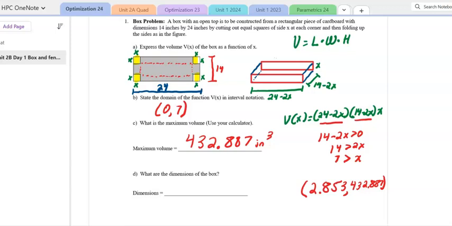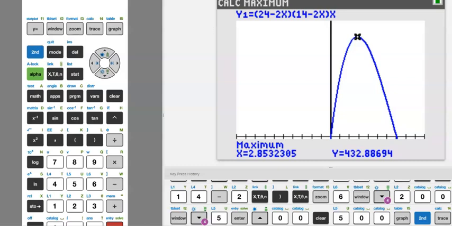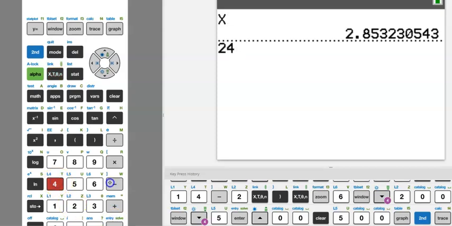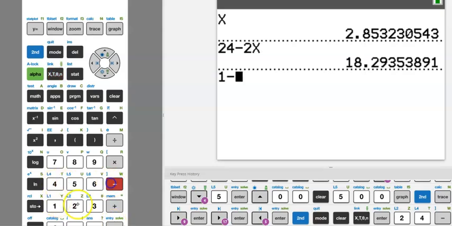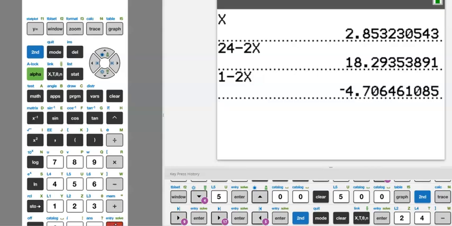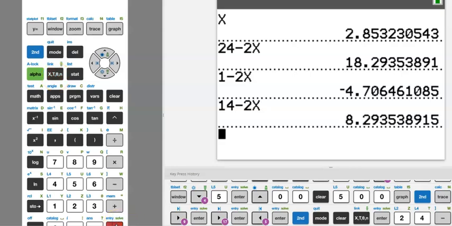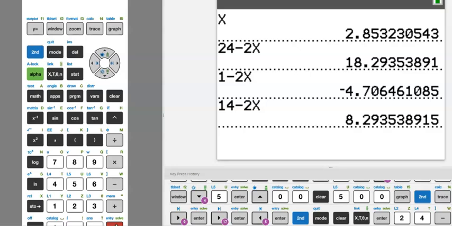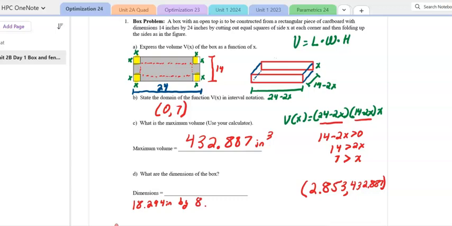And then for the dimensions of the box, we're going to have to figure out 24 minus 2x and 14 minus 2x. On the calculator, if I press second quit, the calculator is relatively smart. It remembers the value of x if that's the last thing you did. So I'm going to do 24 minus 2x, and then 14 minus 2x. Oh, I have a typo there because distances cannot be negative. So then I could find the dimensions here are 18.294 inches by 8.294 inches by the height, which is 2.853 inches.